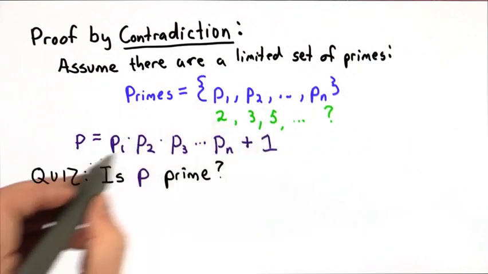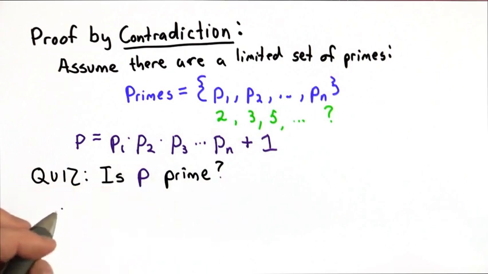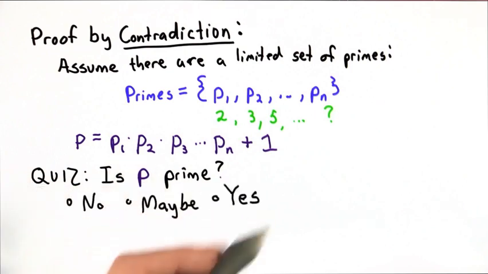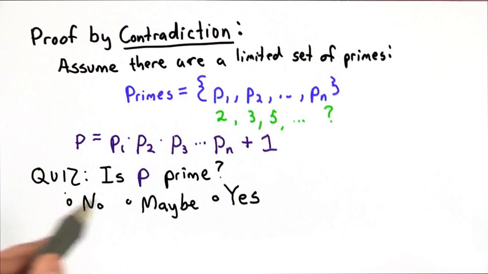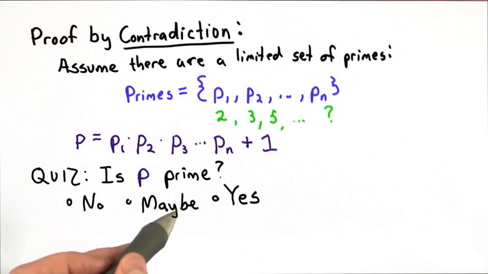So let's have a quiz. Is the value that we computed as p a prime number? So the possible answers are: no, it's definitely not prime; maybe, we don't know enough to determine that; or yes, it's definitely prime.